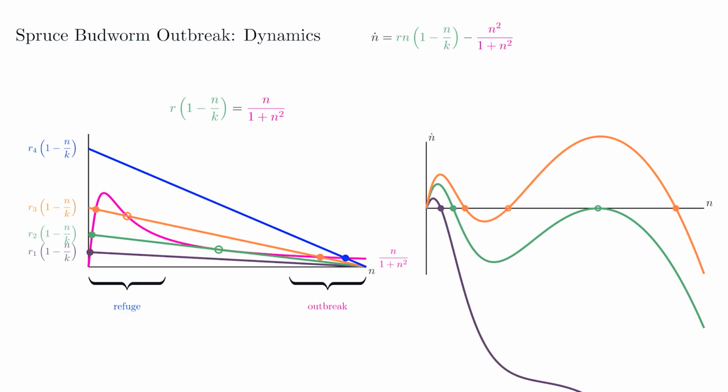And as we increase R still further, we have something like this, where we no longer have other secondary fixed points, but there's only one fixed point at a large value of n. So as our control parameter R increases, we go from one fixed point at a relatively small density of budworms to one fixed point with a large density of budworms, but in between there are multiple states that can exist, and this arises because of the multiple peaks and valleys of the curve of n dot as a function of n. So this is the basic phenomenology of the spruce budworm outbreak.